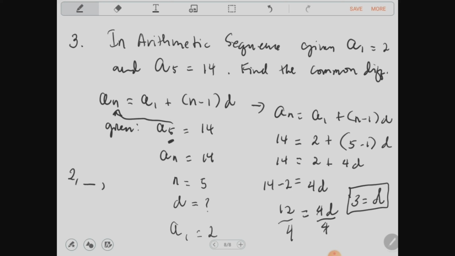To check if your common difference is correct, you have to use the first term. Add your common difference to it to get your second term. Add again the common difference to get your third term. Add again to get your fourth term. Add again to reach your fifth term. Make sure that your fifth term is equal to 14 so that your answer is correct.